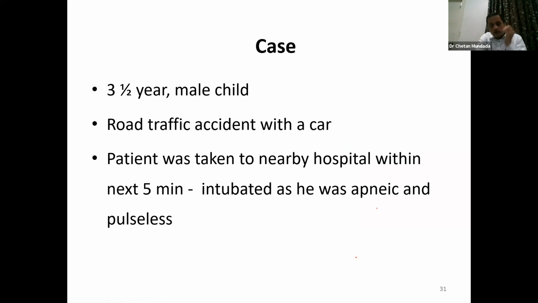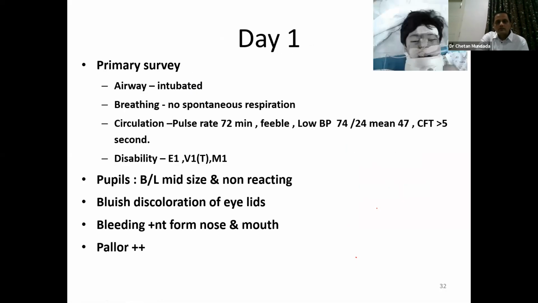So this is a 3.5-year-old male child who was involved in an RTA with a car and was taken to a nearby hospital within the next 5 minutes and was intubated as he was apneic and pulseless. So whenever you have something like this, you always consider that there is a cervical spine injury unless it is ruled out. And that's what they have done. They have put a collar and intubated, and they have taken care of the ABCs as much as they could, and they have shifted the child.